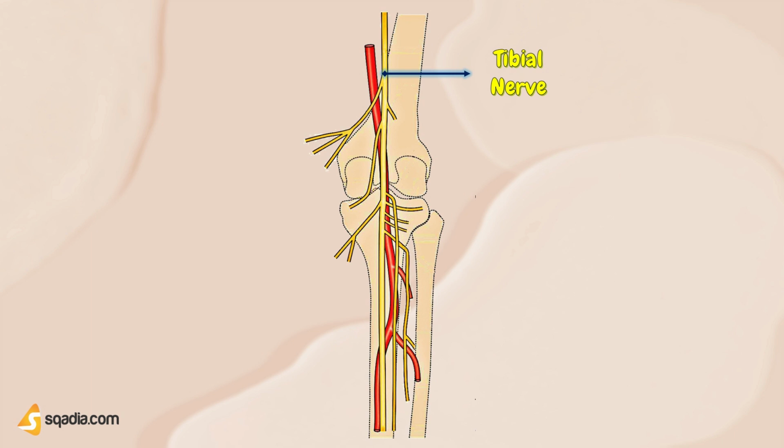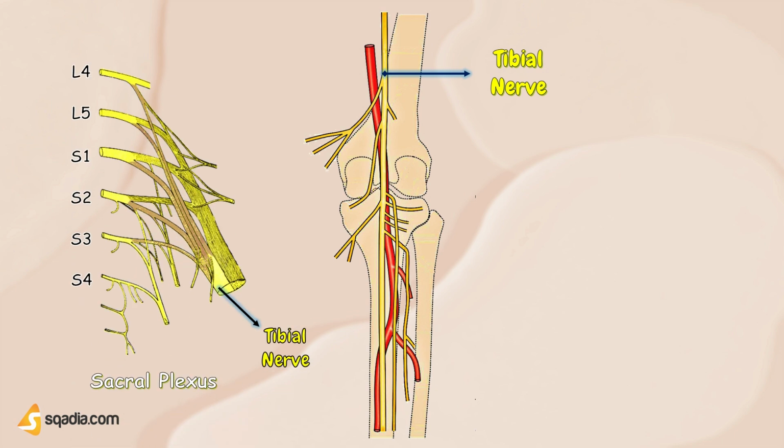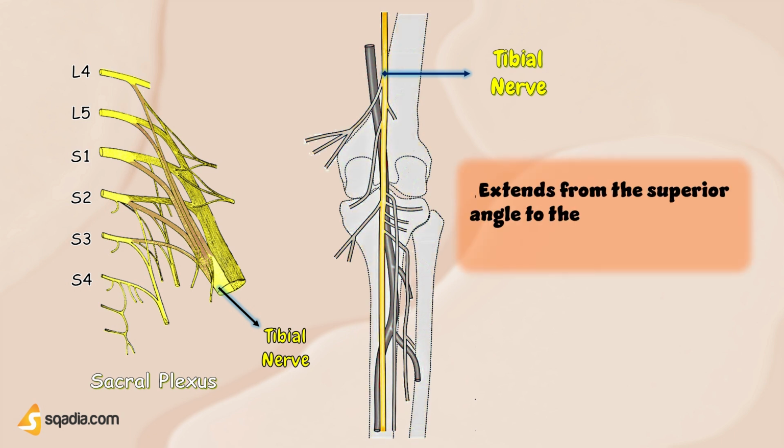Here you can see the tibial nerve along with the popliteal artery. It is the larger terminal branch of the sciatic nerve. It lies superficial or posterior to the popliteal vessels. It extends from the superior angle to the inferior angle of the popliteal fossa, crossing the popliteal vessels from the lateral to the medial side. It continues in the back of the leg.